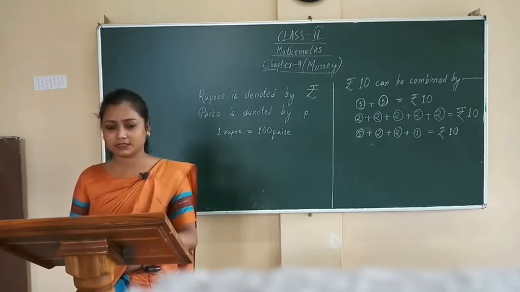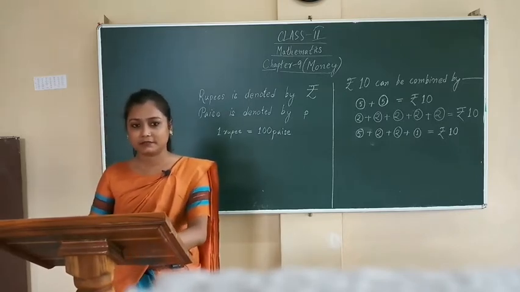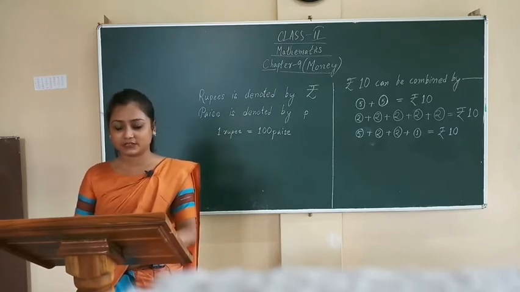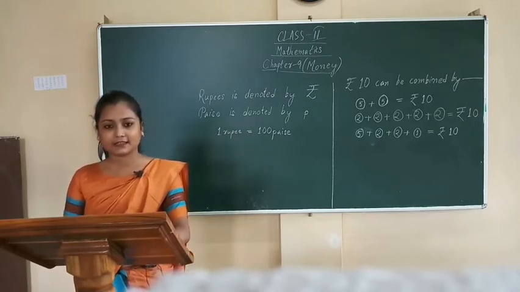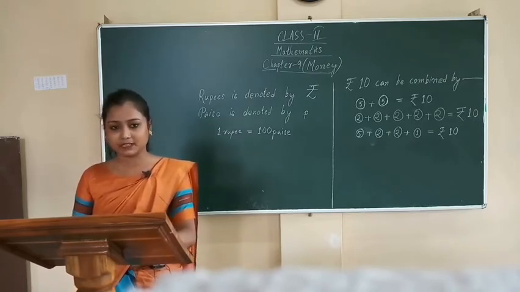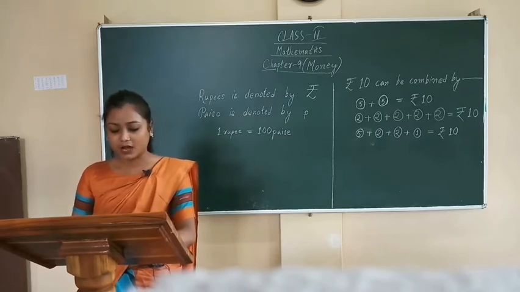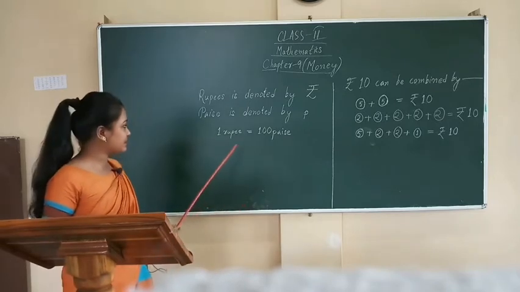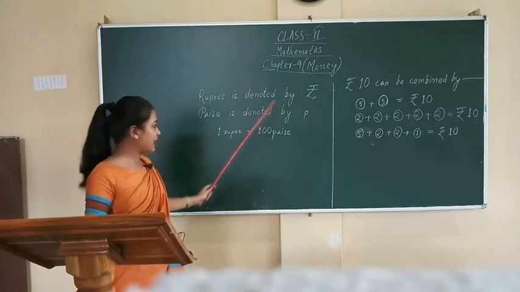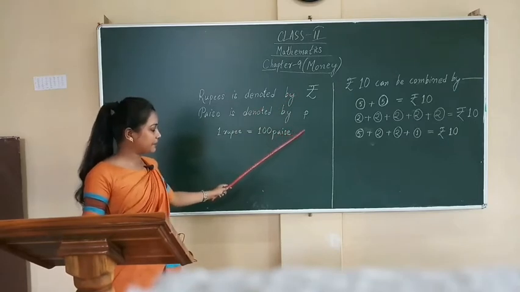The name of the chapter is money. So, what is money? Money is a medium of exchange. We have to buy various things from the market for our daily needs. For buying things, we need to pay money to the shopkeeper. Our Indian currency has two forms, rupees and paise. Rupees is denoted by this symbol and paise is denoted by P.